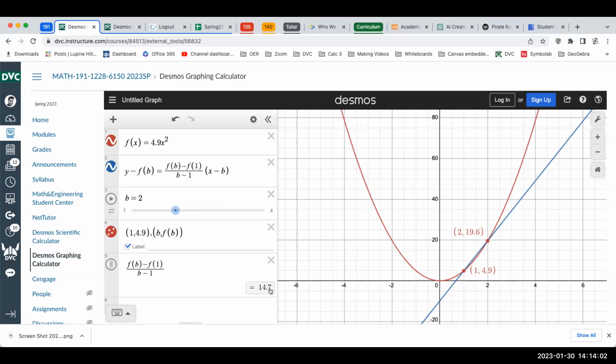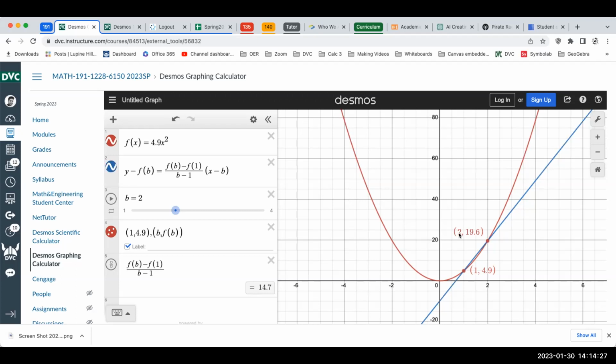Questions? What is that x minus b up there? On the second one? The blue one? Yeah, this thing, that's the equation of the line. Don't worry, you don't have to do that. You will in calculus, but right now you don't have to. Right now I'm just using it so it graphs it.